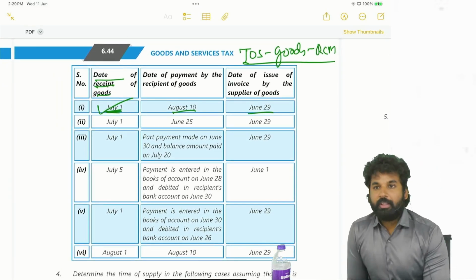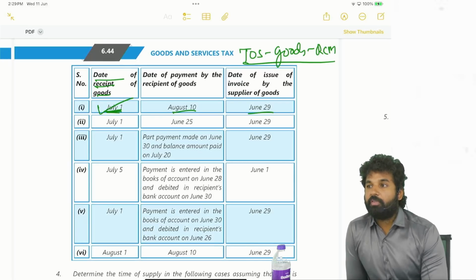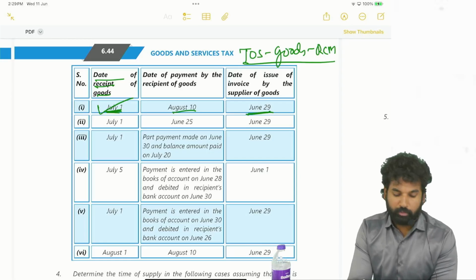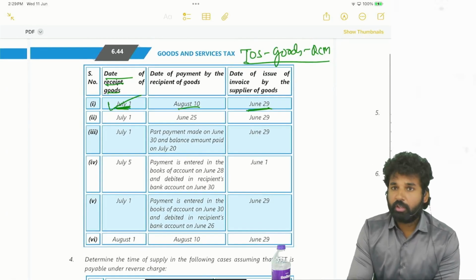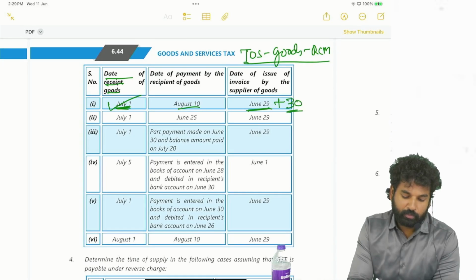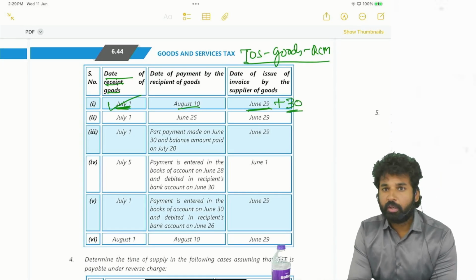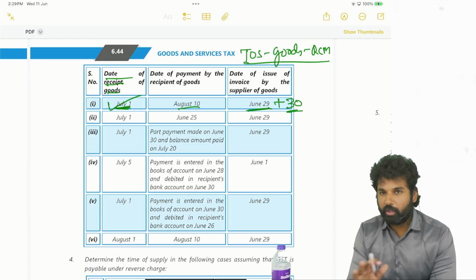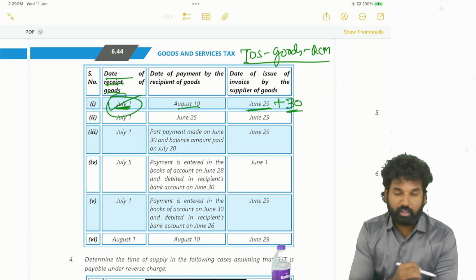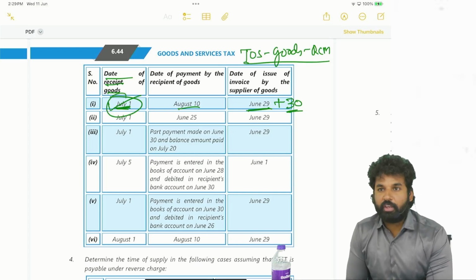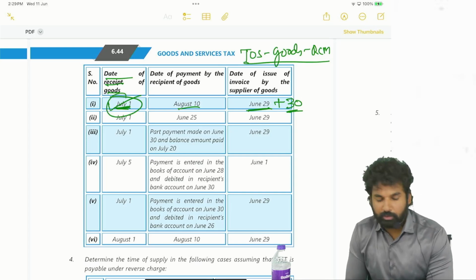See, the 31st day from the date of issue of invoice: the invoice date is June 29, plus 30 days. Whatever it may be, it will be the end of July only, no? So here we have July 1. There is no date earlier than July 1 here. Correct? So that's why July 1.